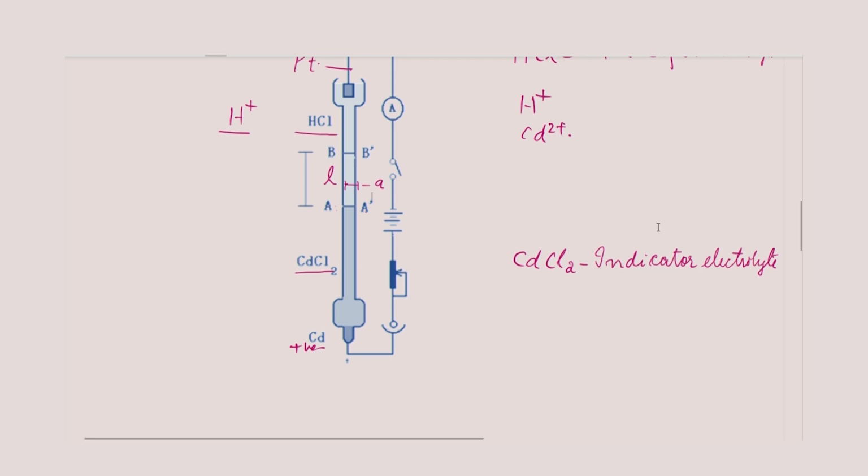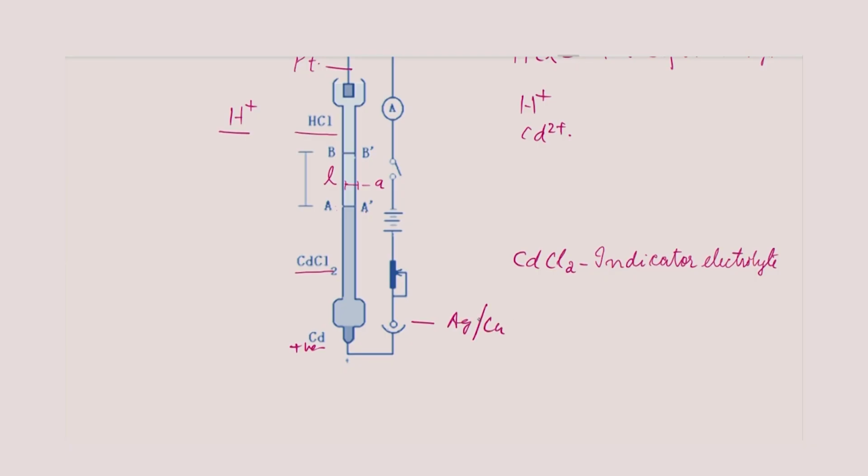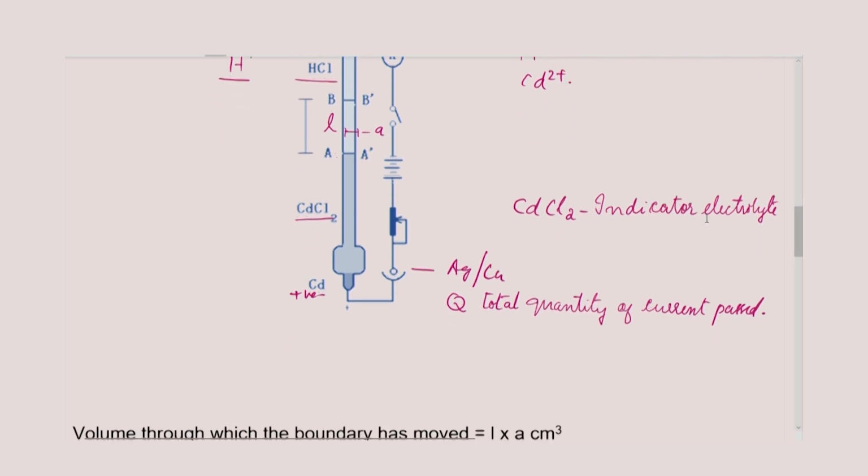Okay. Now, this is connected with a coulometer. It can be either a silver or copper coulometer, from which you can find out the total quantity of current passed, that is Q, the total quantity of current passed. Now, with these observations, you can determine the transport number.